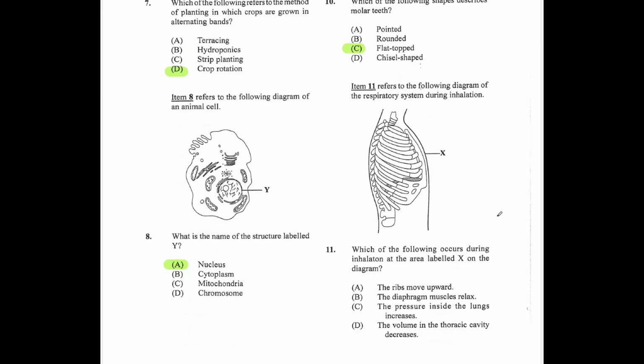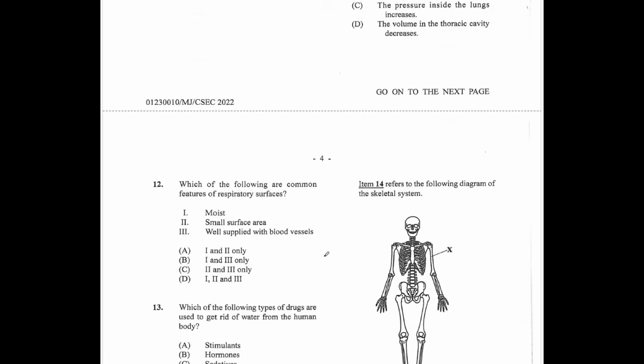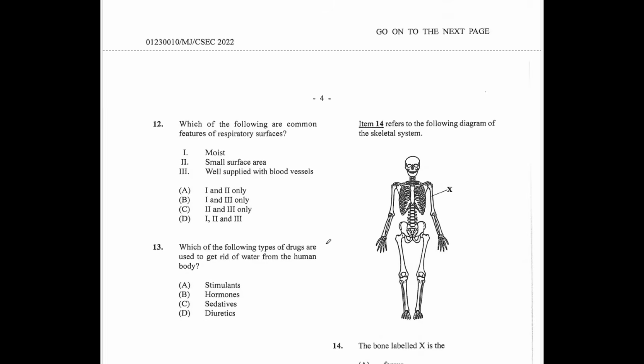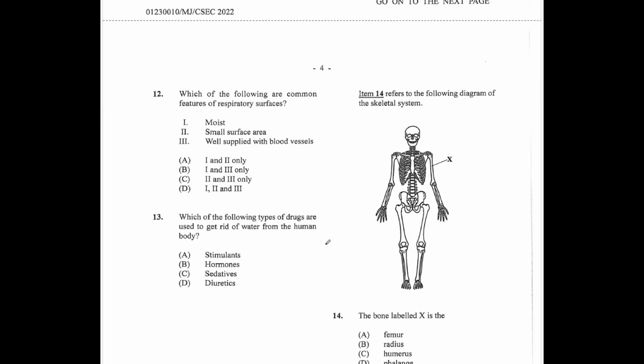Which of the following occurs during inhalation at the area labeled X on the diagram, which is the chest? We know the chest moves up and out and the ribs are under there. So we are going with the ribs move upward. It's an inhalation they asked you about. So 11A.